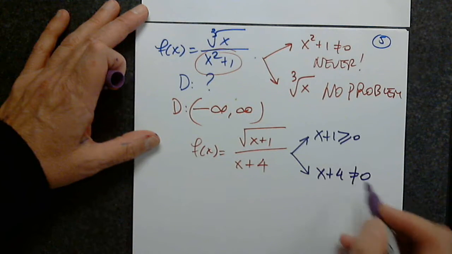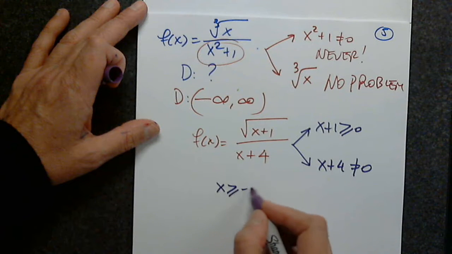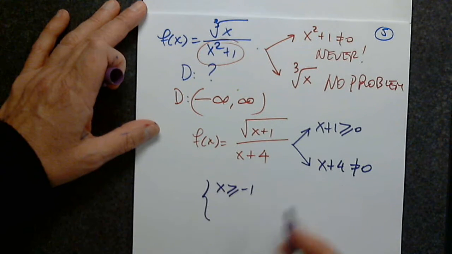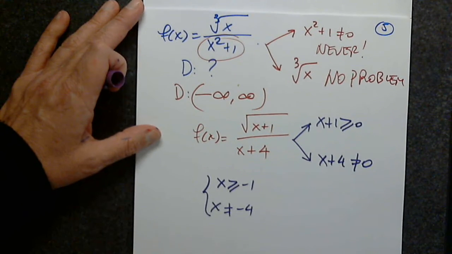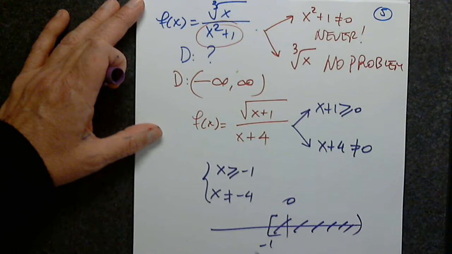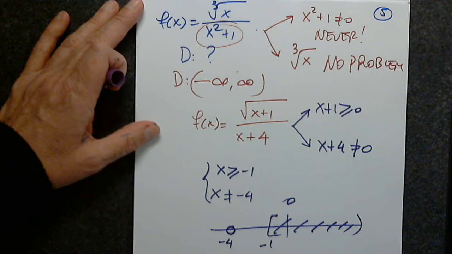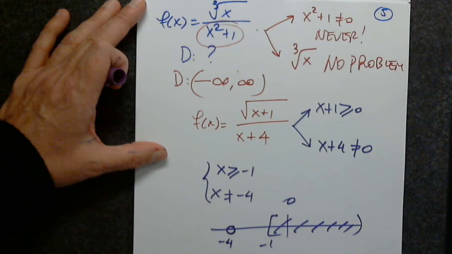Yes. So now, when you solve the first inequality, you get x greater than or equal to -1. When you solve the equation, you get x not equal to -4. So both conditions have to be fulfilled. So the first one is -1 to infinity. And this one says not -4. So then the domain of this function, since -4 is not within -1 to infinity, will be -1 to infinity.